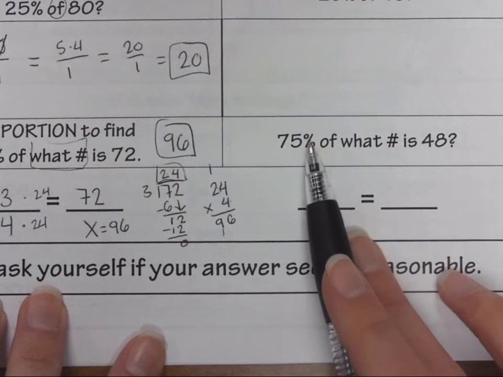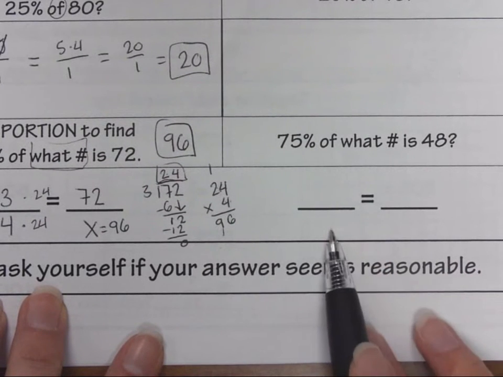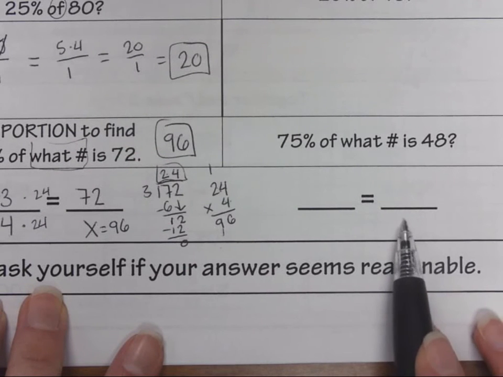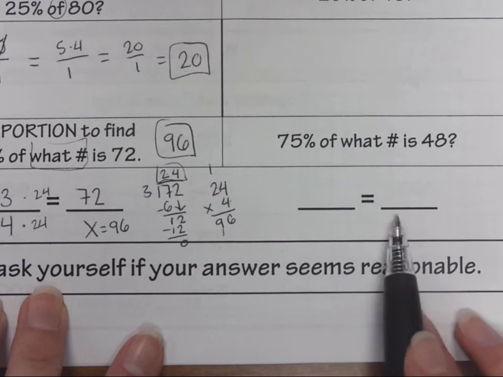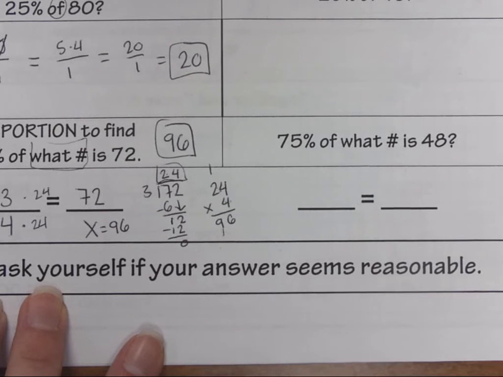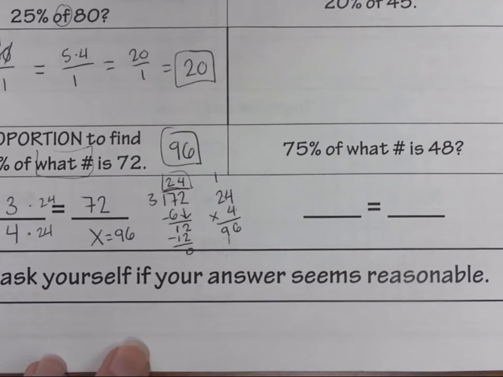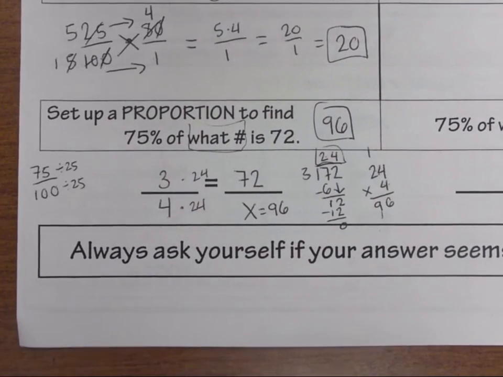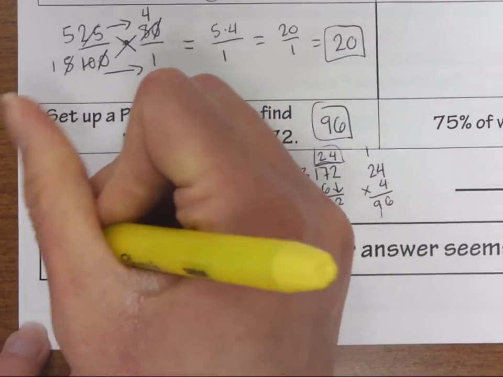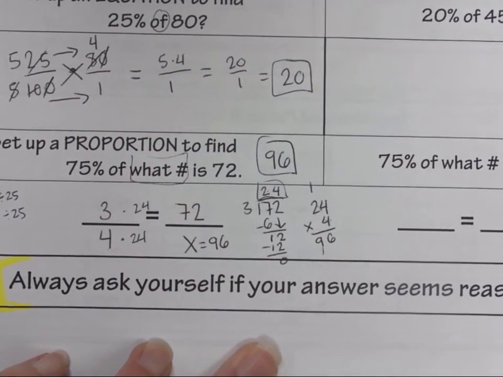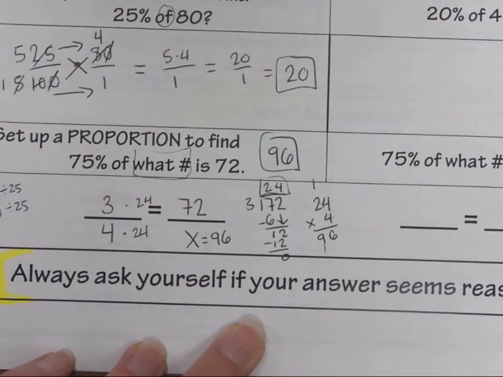So again, you're using 75%, so you'll start out with 3/4 is equal to, your 48 is going to go right here, your x is down here, and figure out what you're multiplying by. Okay, so what does 3 times by to make 48? Okay, pause and try that. Once you're finished, make sure that you always ask yourself if your answer seems reasonable.